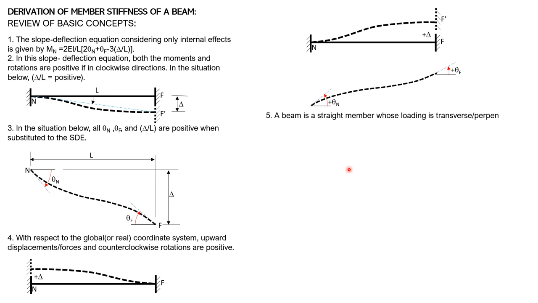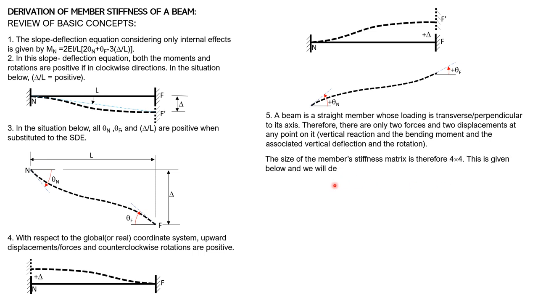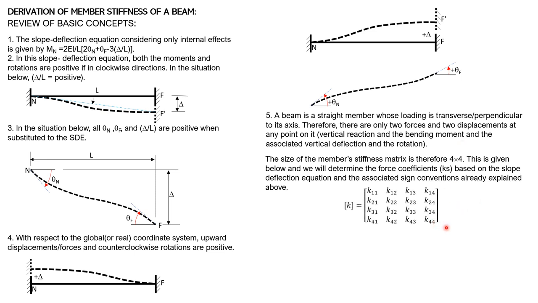So we define a beam as a straight member whose loading is transverse or perpendicular to its axis. Therefore, axial effect will be treated as zero, or if there is, it's very minimal. The effect is minimal. That's why it's not considered in the formation of the stiffness matrix for a beam. So at any point on the beam, there are two forces, namely the vertical force or shear and the moment, and these will be accompanied by deflection and rotation. Therefore, the size of the member stiffness matrix of a beam is 4 by 4: 2 at each end. So deflection and rotation at one end, then on the other end, another deflection and rotation. So this is the expected size of the stiffness matrix for a beam.